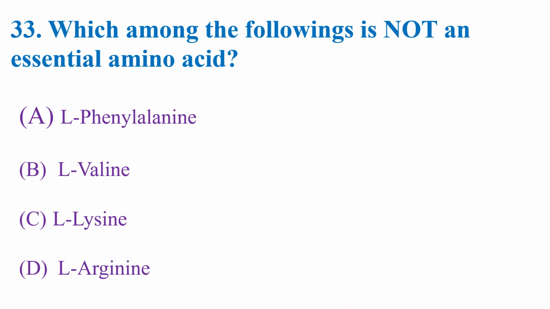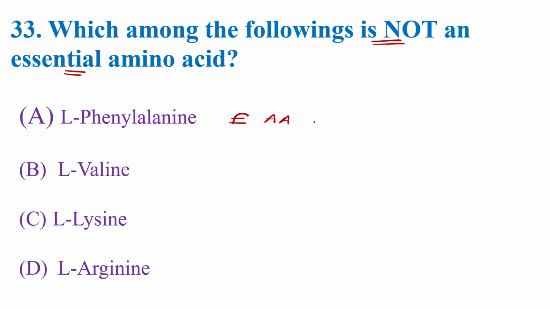Number 3, which among the following is not an essential amino acid? We know that essential amino acids cannot be made by our body, so they must come from the food. Whereas non-essential amino acids, our body can make them. So over here, it is asking which is not an essential amino acid. L-phenylalanine is an essential amino acid.